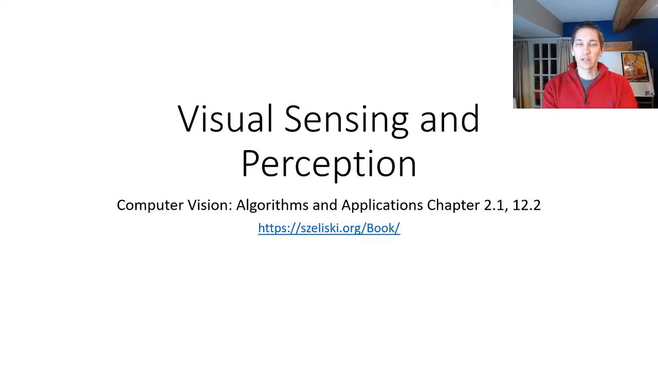Hello folks, today we're going to be looking at an introduction to visual sensing and perception, and we're going to be starting to look at a different book, Computer Vision: Algorithms and Applications, chapters 2.1 and 12.2.